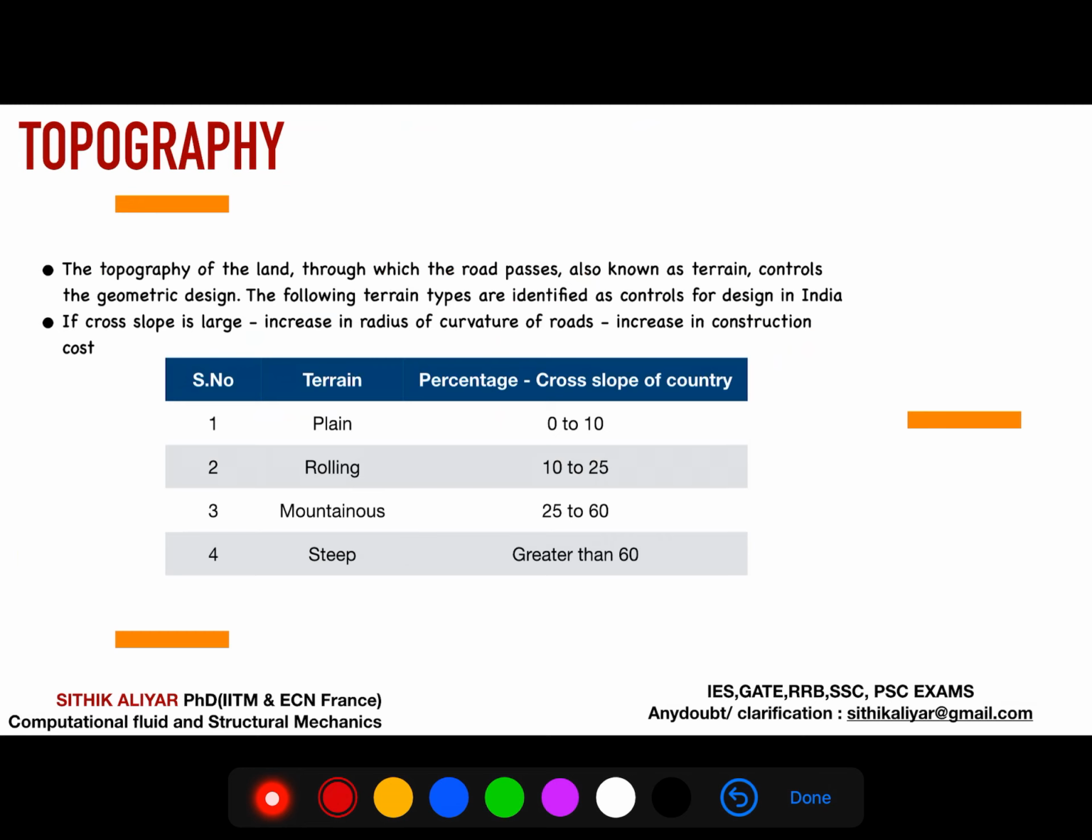Okay, so the next factor which is going to affect is the topography. I hope you know the topography. If it is a plain area, you can read those points. That's what I'm discussing here. If it is a plain area, plain means it's like a plain road, it doesn't have any rolling or mountainous area. It's like 0 to 10% of cross slope that will be there. If you see 10% of the cross slope, I'm telling you something like this.